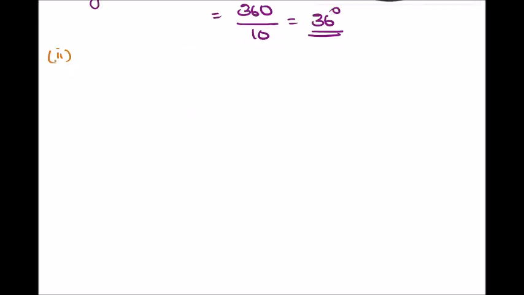The second question, we need to find the length of the arc ACB. We need to find the length of the arc. Here given that the diameter is 35 centimeters. Now we need to find radius is equal to 35 divided by 2, that's equal to 17.5 centimeter.